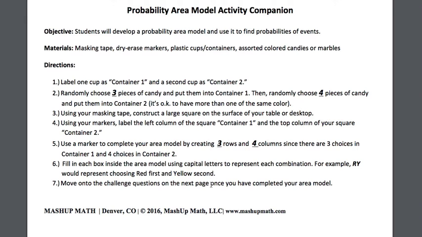Now remember, it's okay to have more than one of the same color. Using your masking tape, construct a large square on the surface of your table. And then using your dry erase markers, label the left column of the square container 1 and the top column of your square container 2. Use a dry erase marker to complete your area model by creating 3 rows and 4 columns, since there are 3 choices in container 1 and 4 choices in container 2.